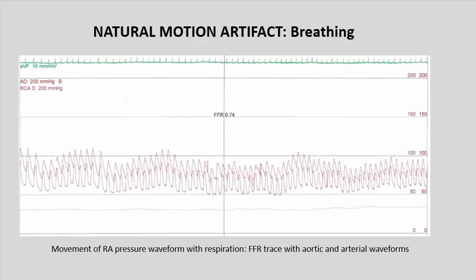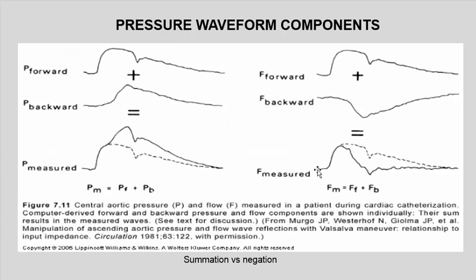This is an example of fractional flow reserve, an FFR wire. Moving on to mechanics of pressure waveforms. When we look at a pressure wave, we just accept it for what it is, a measure of a pressure waveform inside an aorta. But there's more to a pressure recording than that.